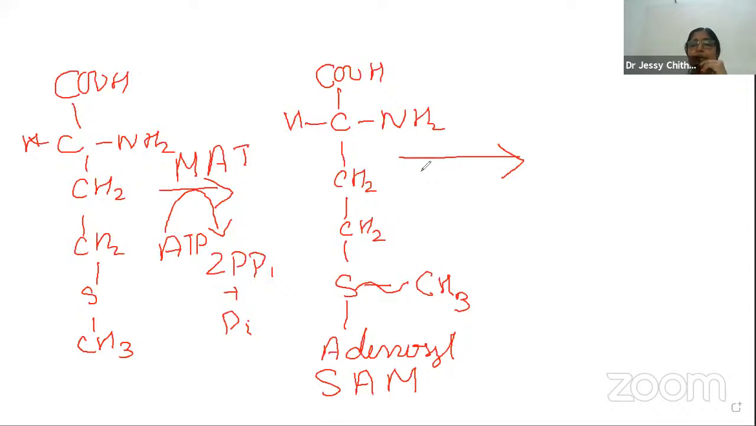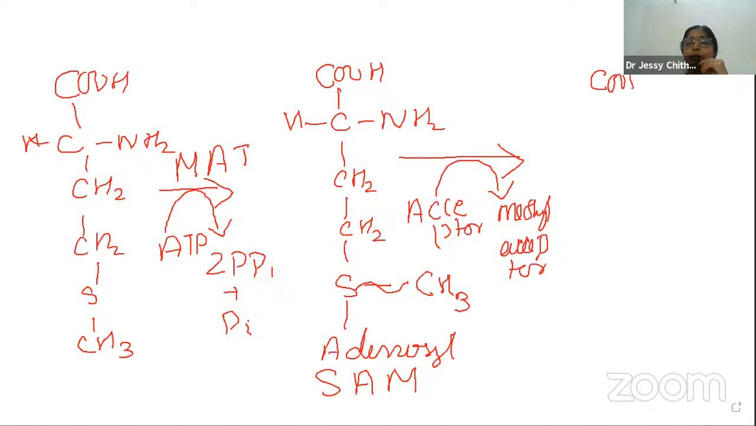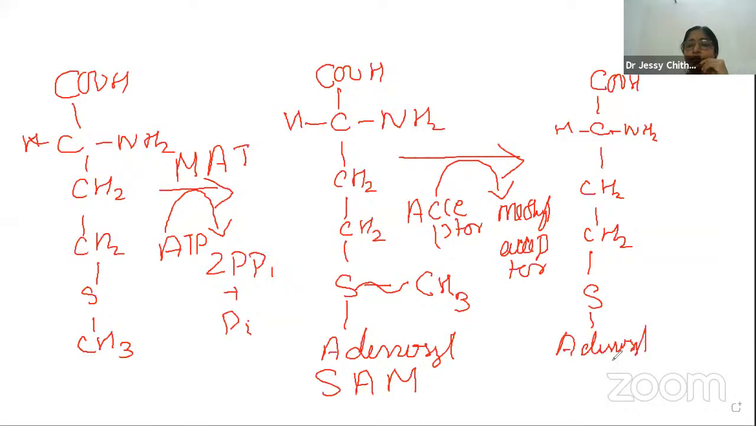Now this S-adenosyl methionine, in the presence of a methyl acceptor, donates the methyl group. The methyl acceptor accepts the methyl group, forming methylated acceptor, and the S-adenosyl methionine itself is converted, as the methyl group is removed, to S-adenosyl homocysteine.